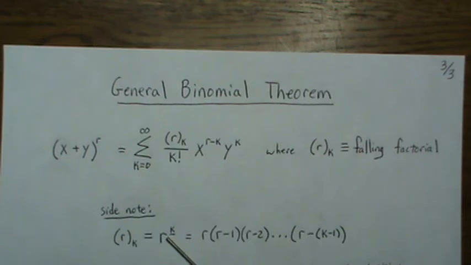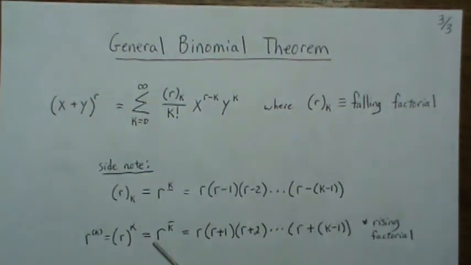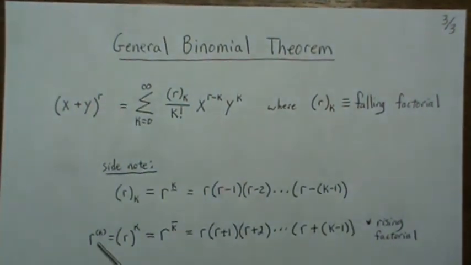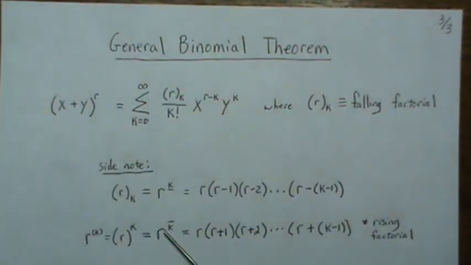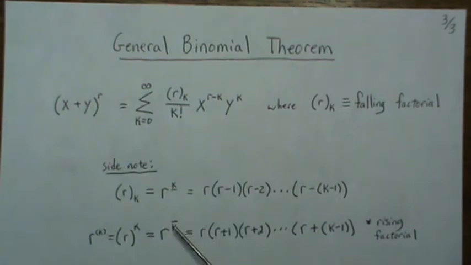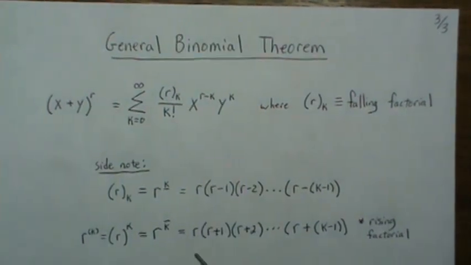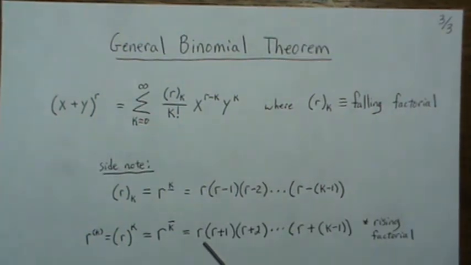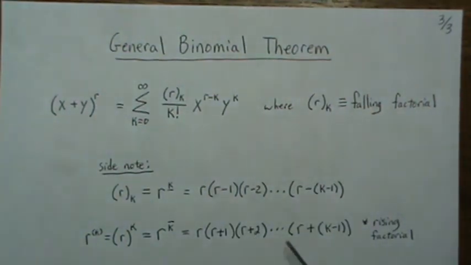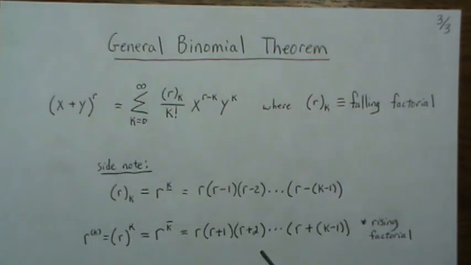Well, then you might think, well, is there a rising factorial? And the answer is yes. It's usually written with this notation, where it's an r superscript and the underline is above the k, meaning it's a rising factorial. And it's just the opposite. You start at r, and you go plus 1, plus 2, until you get k terms. That's called a rising factorial.